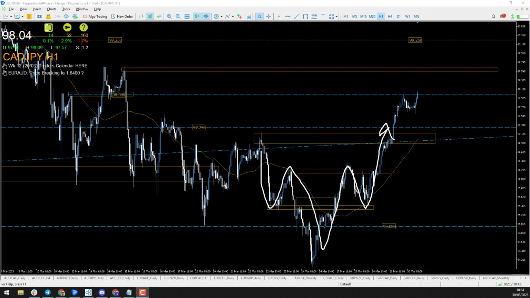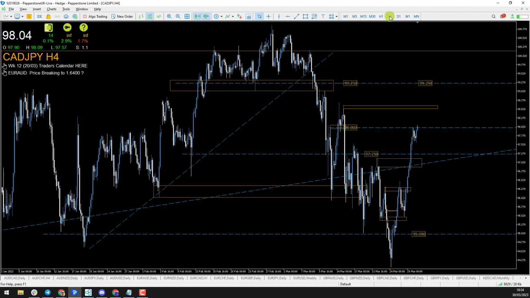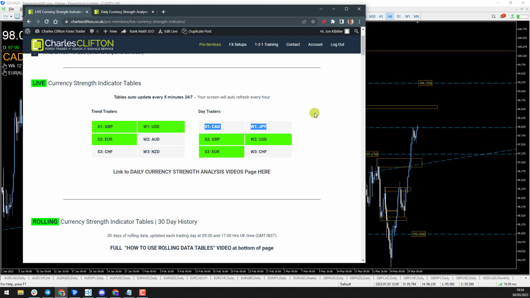So big change of trend there for the yen, for the CAD yen pair in particular. But looking to see if price will continue to push higher. It is topping that day traders table at the moment, so the momentum is with this market. So I'm looking to see if that will continue higher.